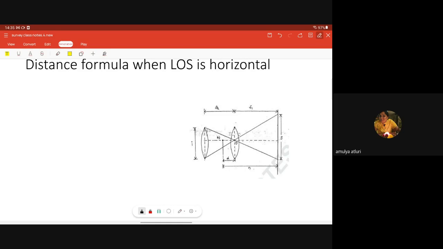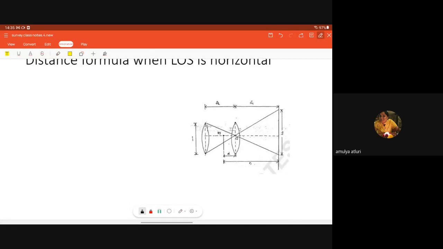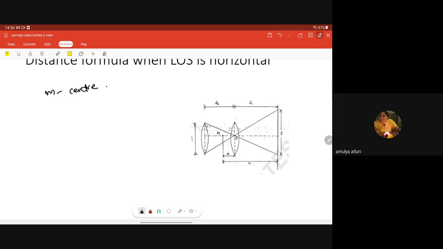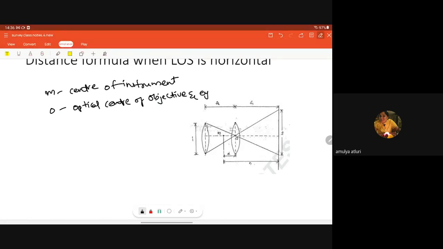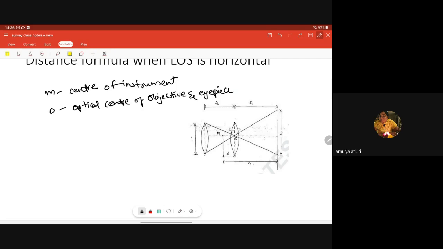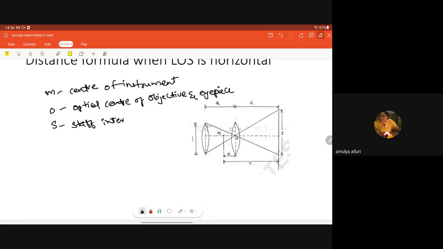The distance formula when LOS is horizontal. LOS is nothing but line of sight. If it is horizontal, then what do we do? M is the center of instrument, O is the optical center of objective and eyepiece, S is the staff intercept.